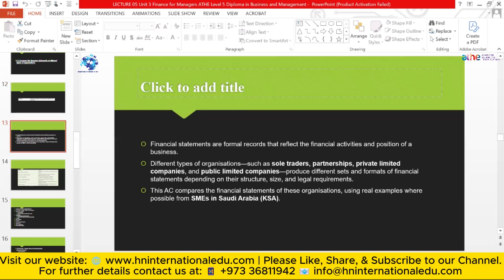Financial statements are the formal records that reflect the financial activities and position of a business: assets, liabilities, and equities. What is actually going on in the business, we're going to work on that. Different types of organization, like sole traders, partnerships, private limited companies, I'm giving you the definitions as well in the next slide, and public limited companies produce different sets and formats of financial statements, because an SME cannot produce a statement like an MNC. It's impossible. So that is going to be different depending on their structure, size, and legal requirements. On these three bases, we actually do the configuration of the sizes of different types of organization.